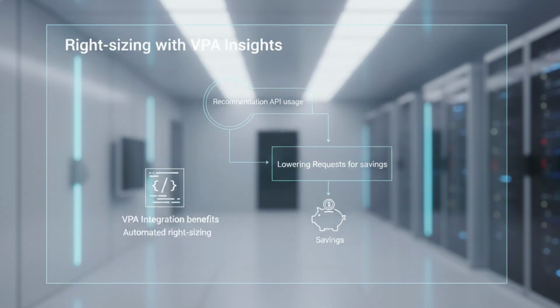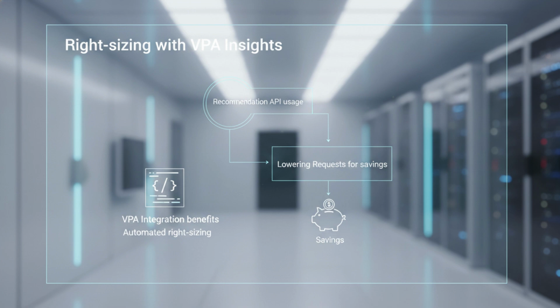Right-sizing is the process of adjusting your pod resource requests to match their actual consumption. Kubecost integrates with Vertical Pod Autoscaler, VPA, concepts to provide recommendation API outputs. These recommendations suggest precise values for your CPU and memory requests. For example, if a service consistently uses 200 megabytes of RAM but requests 1 gigabyte, the recommendation would be to lower requests to 250 megabytes.